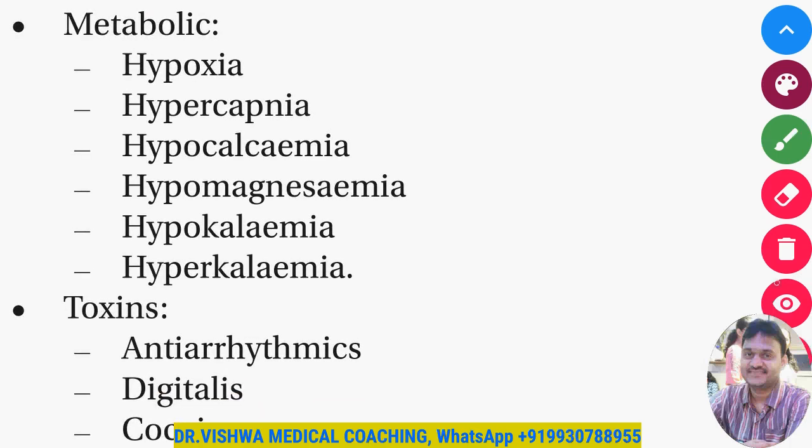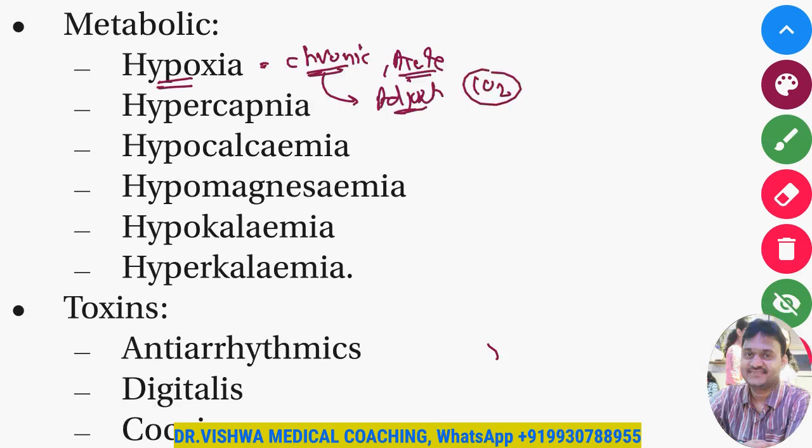We also have a metabolic cause, like for example hypoxia. Chronic hypoxia will not lead to cardiac arrest. It is an acute hypoxia. Chronic hypoxia में क्या होता है, body will adjust. लेकिन CO2 narcosis अगर होता है, ऑक्सीजन सैचुरेशन सडनली ड्रॉप होता है, हाइपरकैपनिया, increase in the CO2.